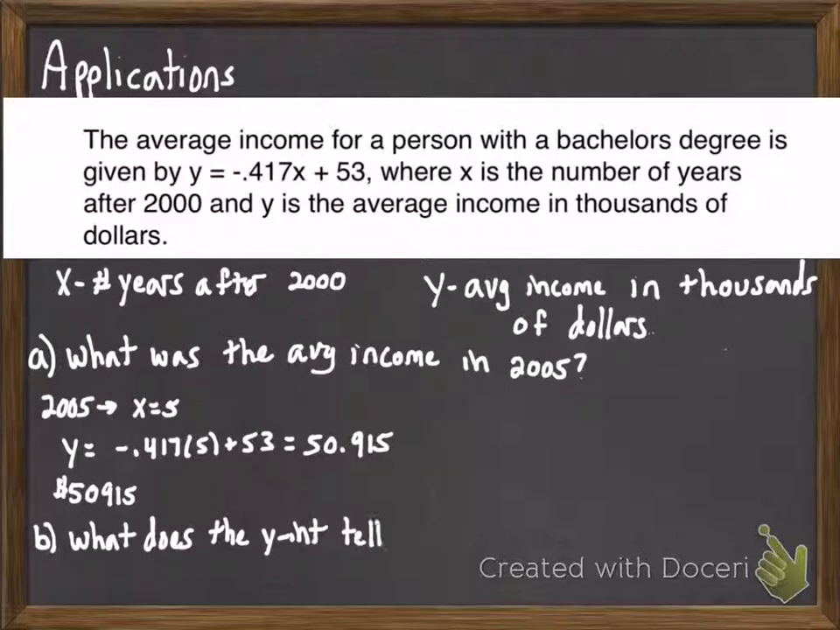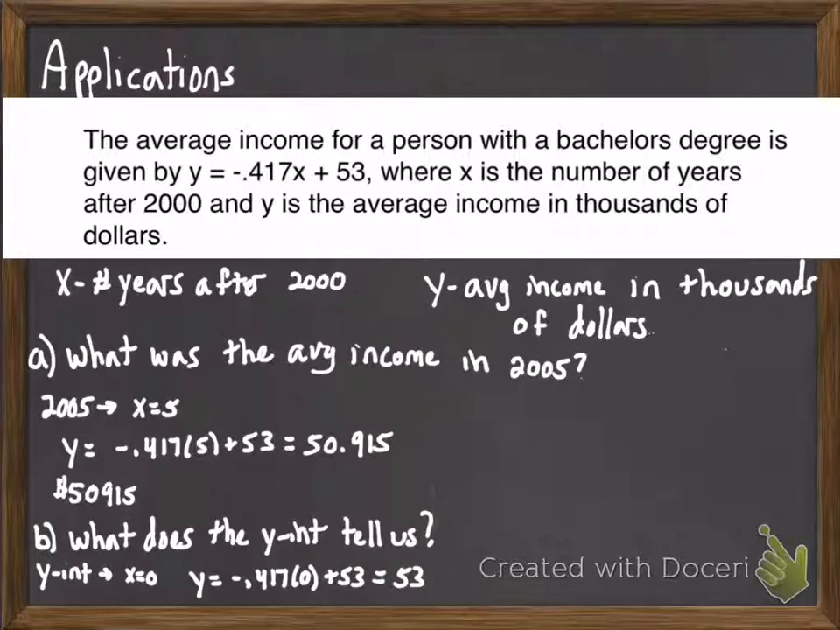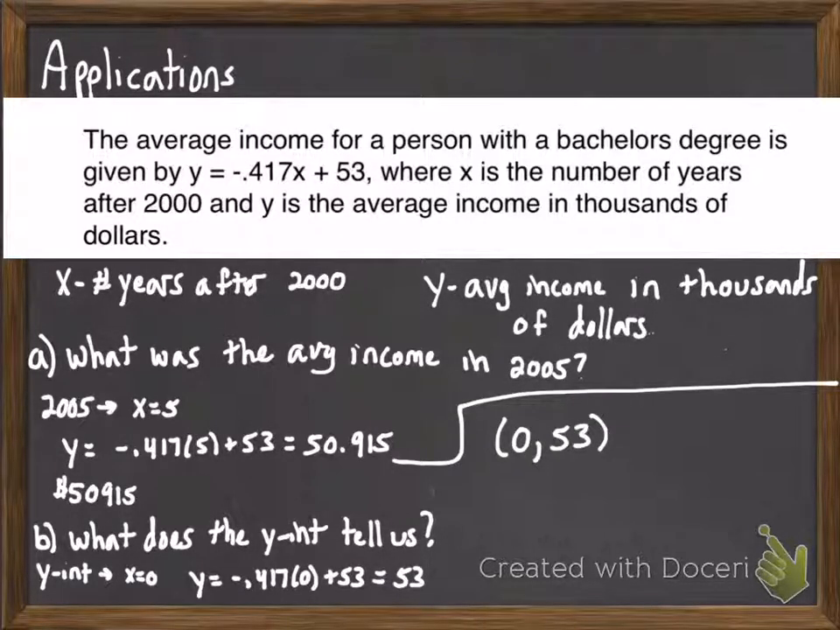What does the y-intercept tell us? Well, the y-intercept is a point where this graph crosses the y-axis. Remember, y-intercept, we know the x value is 0, so they're essentially telling us to put 0 in for x. So we do that. When we do, we get y is equal to 53. Now, remember, that's an actual point. The point is (0, 53). The 0 is telling us our x value. The 53 is telling us our y value.